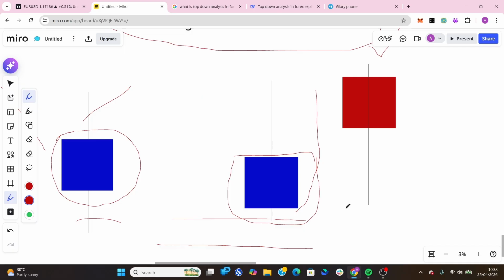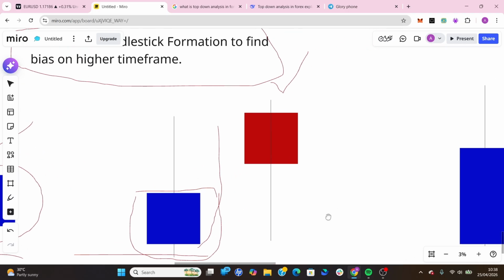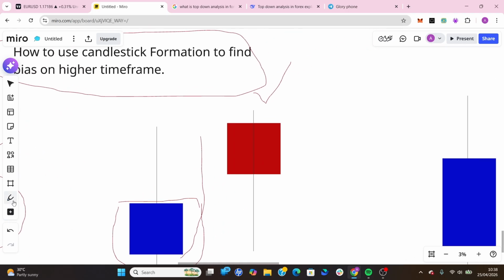And likewise, the hanging man, which is the hammer itself, look at it. Look at the hanging man. This is what we refer to as the hanging man.